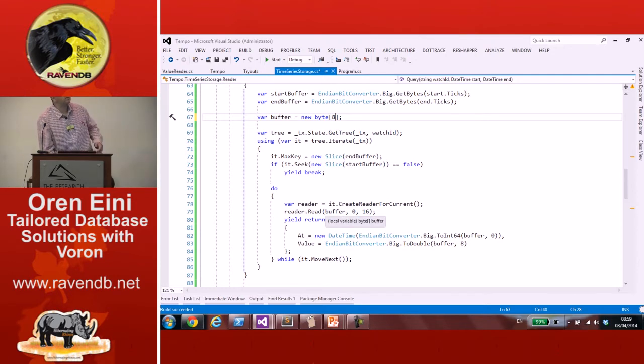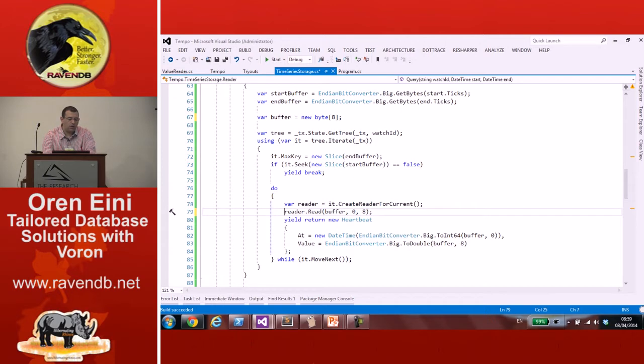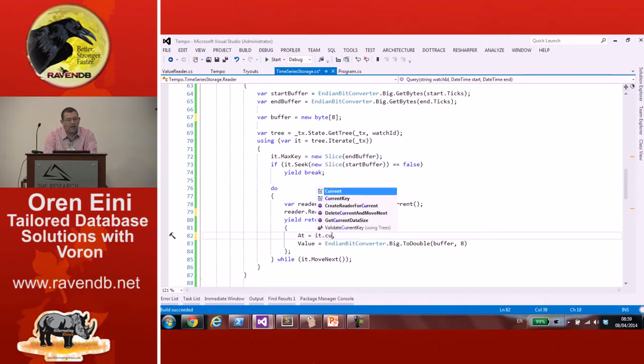So the problem here is that I was trying to read everything from the value, but we didn't set it up like that. We have the key and the value. So we need to read from the value 8 bytes, and those 8 bytes go indeed into the value. But from the key, this is where we actually put the actual tick for this entry.